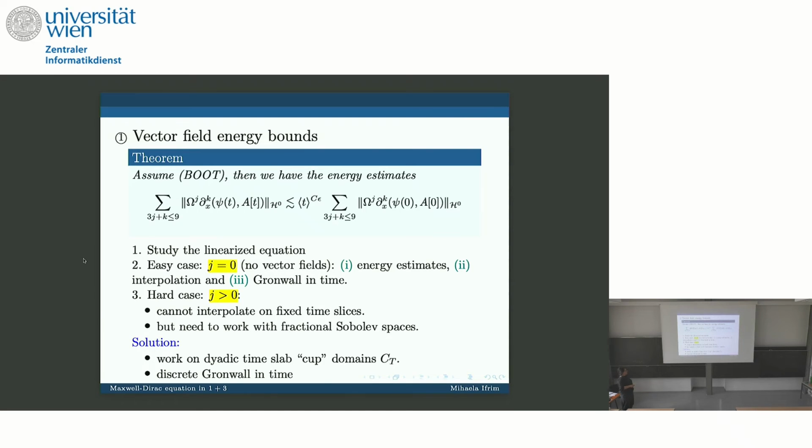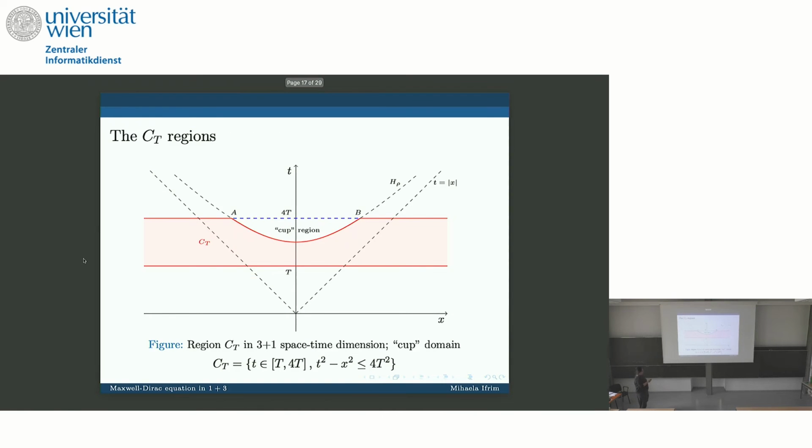How would you deal with this? So you still want to work on slices, on time slices. How would you do it? So we're going to work on something we call the dyadic time slab cup domain C_T. I'm going to show you a picture. And we are going to do discrete Gronwall in time. To give credit, this is something from the paper that I skipped and did not mention, the paper of Daniel, Jeremy, and Jason, where they use this kind of decomposition.